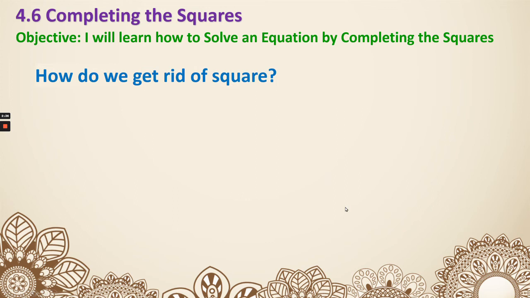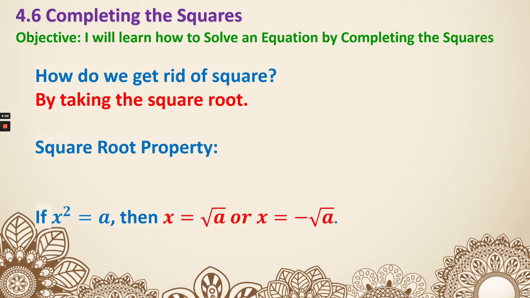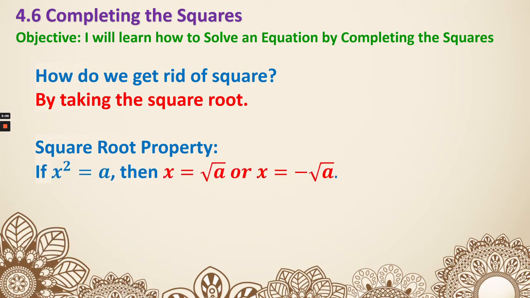Now let's talk about how we get rid of the square. When we want to get rid of the square, we are going to take square roots because that's the opposite operation. Just like when we want to get rid of division, we need to multiply. When we want to get rid of addition, we need to subtract. So, square root property: if x squared equals a, then we have x equals square root of a or x equals negative square root of a. We can also write it as x equals plus minus square root of a. That's including both. Now let's have a look at some examples.